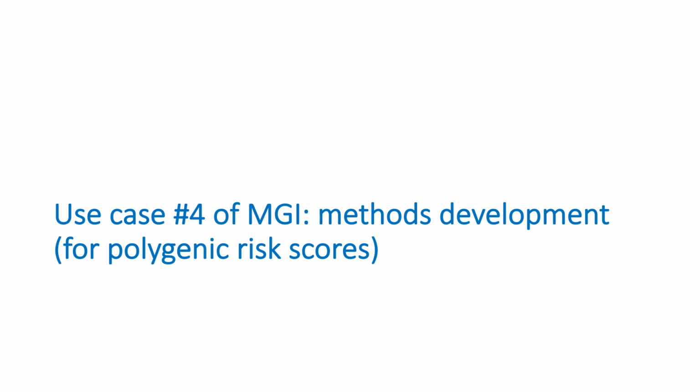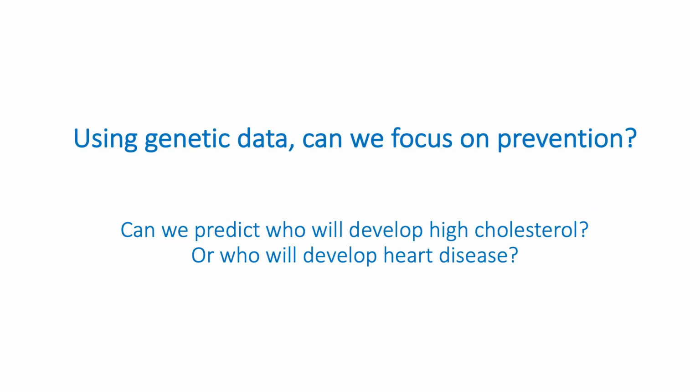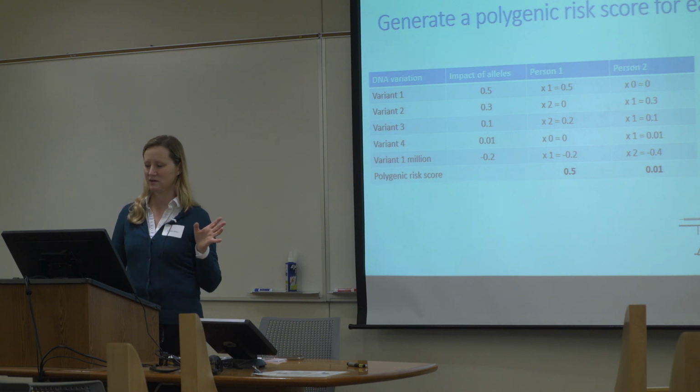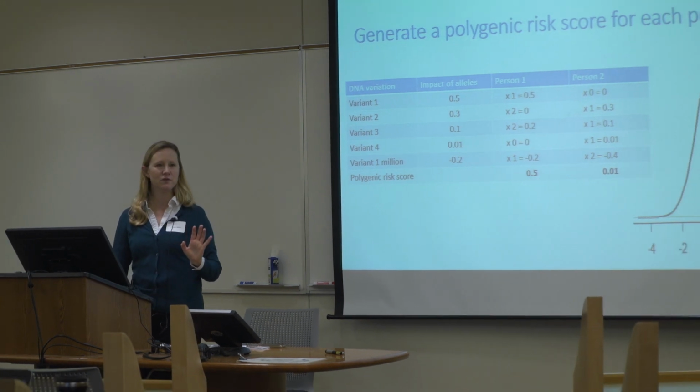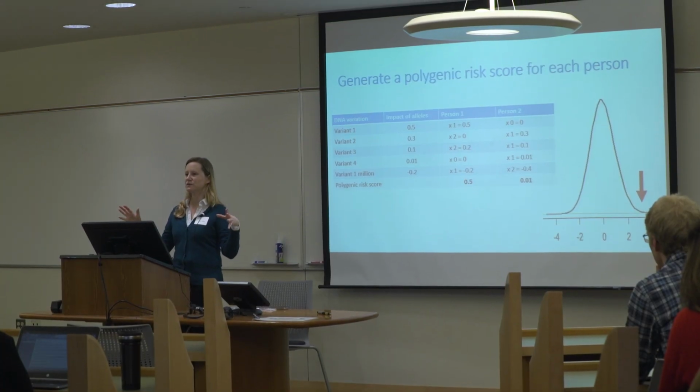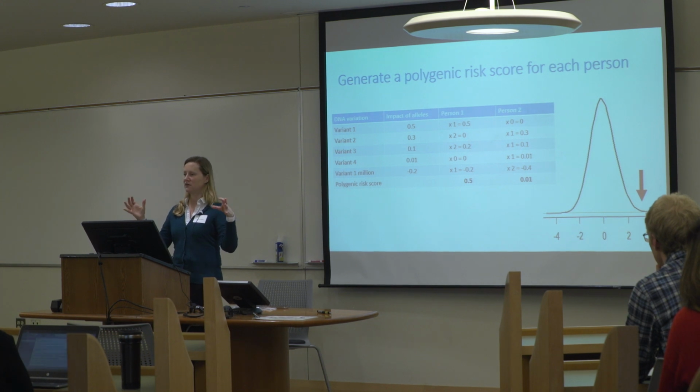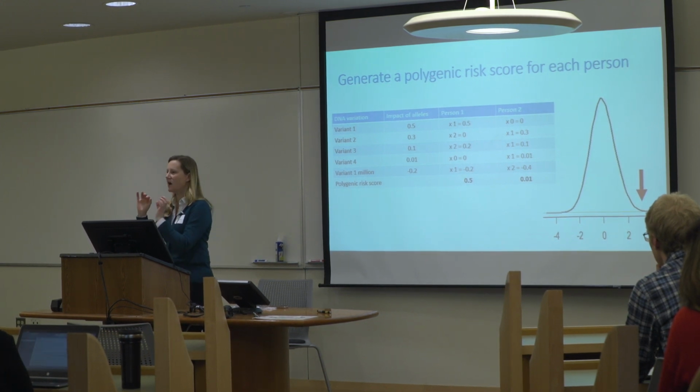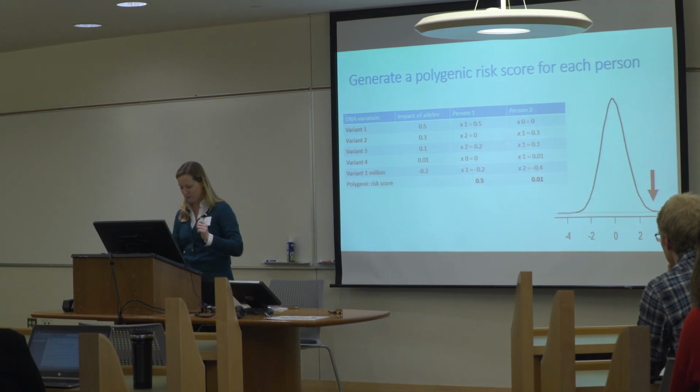Moving on, use case number 4, using MGI for methods development. One of the key questions we're looking at in our lab and many labs right now is, can we use genetic data to prevent disease, to identify individuals at high risk for disease and target specific treatments? So I'm not going to get into the nitty-gritty of polygenic risk scores, but basically they sum across many, many variants in the genome, thousands, could be millions of variants, each with a very small effect, and identify individuals who, through sort of bad luck of collection of those millions of variants, end up at the higher risk end of the distribution for a specific disease.